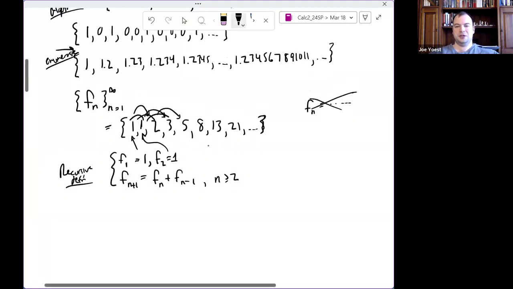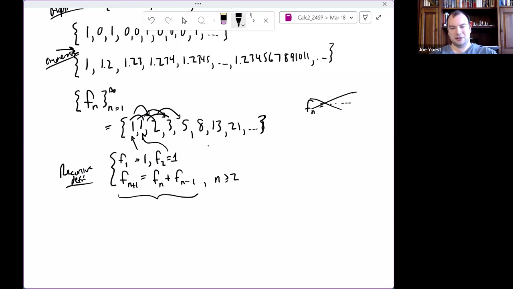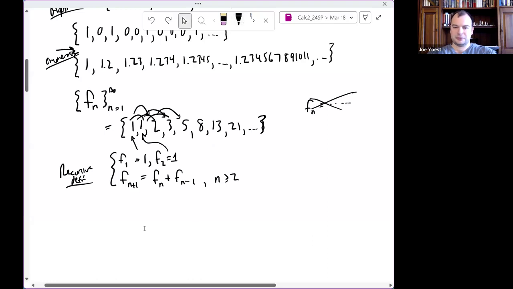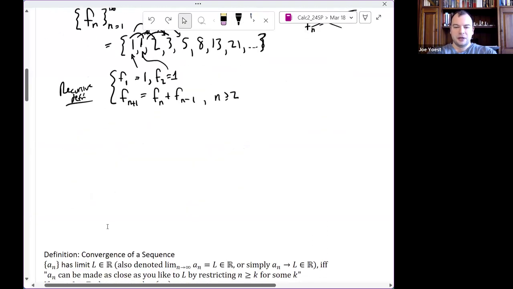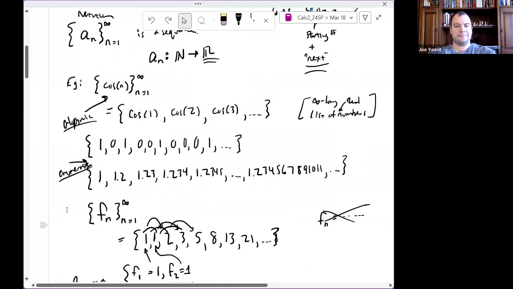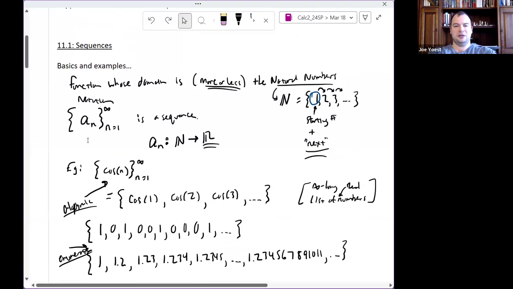But it is very nice to know how, especially in situations like this one where each element is tied closely to its neighboring elements, it's nice to explicitly write that sometimes, and sometimes can be very helpful. Okay, so that's the idea of a sequence and some of the basic notation and so on.